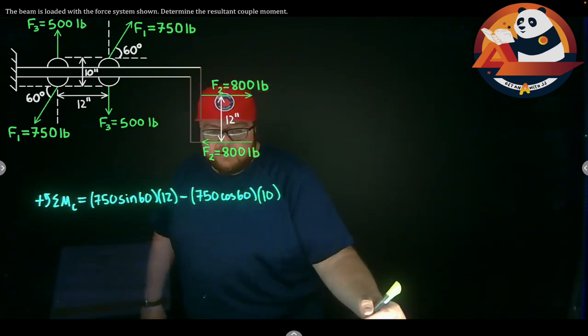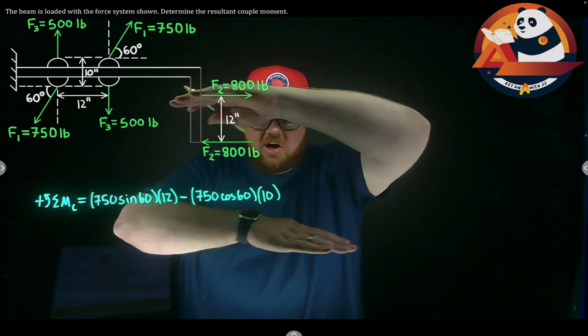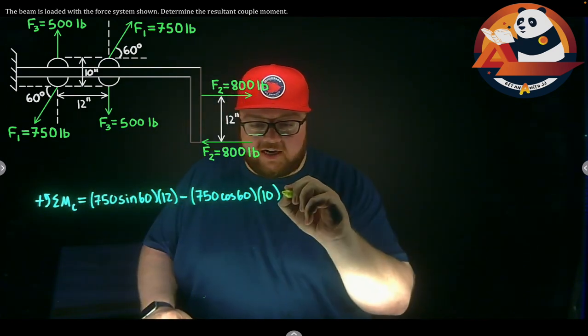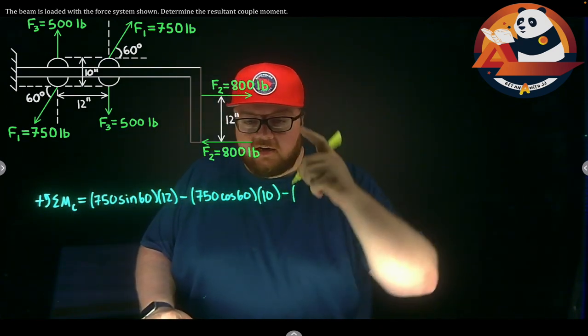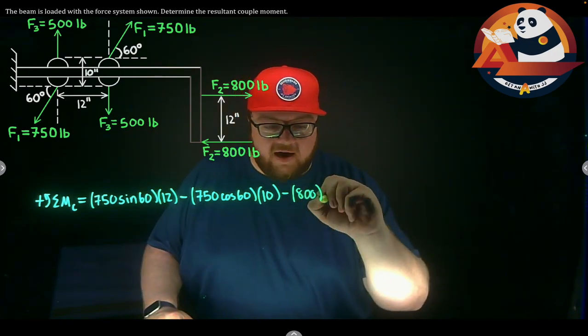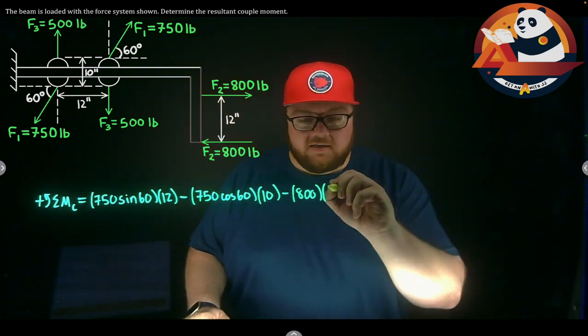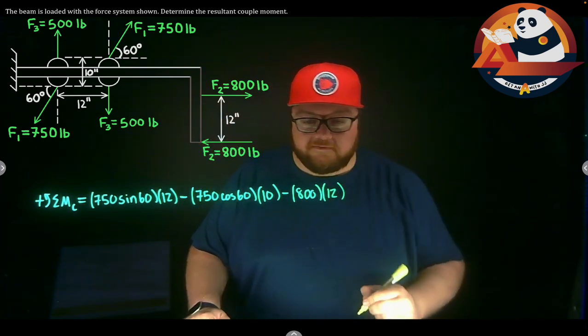Then we can go to F2. If I pull to the right up on top and to the left down below, I should get a clockwise rotation. So minus, my force is 800. That's an X force, so I multiply by a Y distance, 12 inches, times 12.